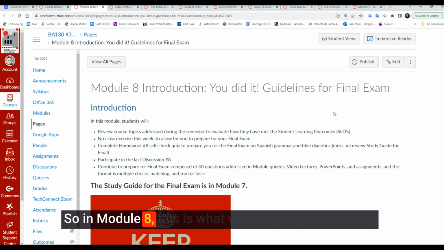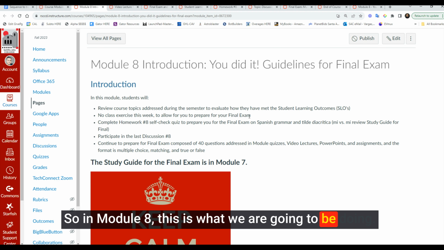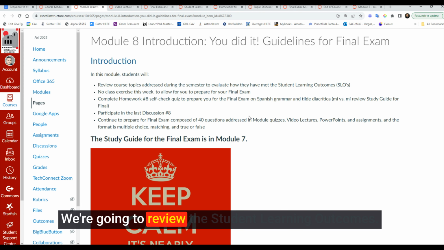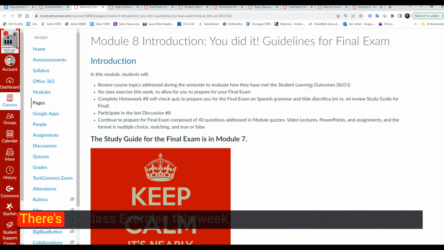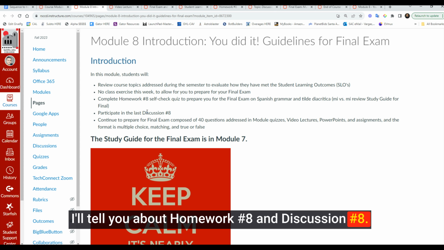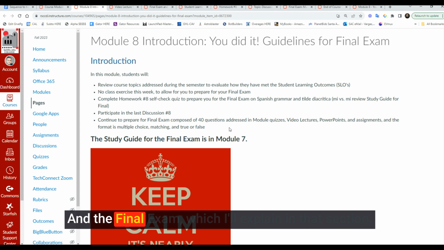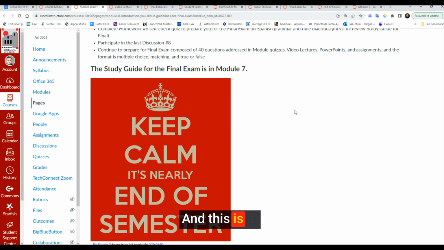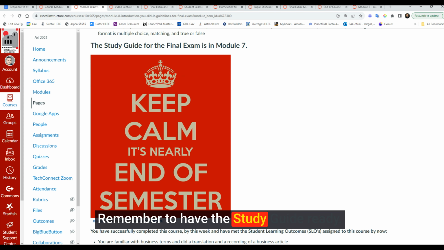So in Module 8, this is what we are going to be doing. We're going to review the student learning outcomes. There's no class exercise this week, only homework and discussion. This is so you can prepare for your final exam. I'll tell you about homework 8 and discussion number 8, and the final exam, which I'll explain in that section. And this is it. Remember to have the study guide ready. The study guide was shared in Module 7.